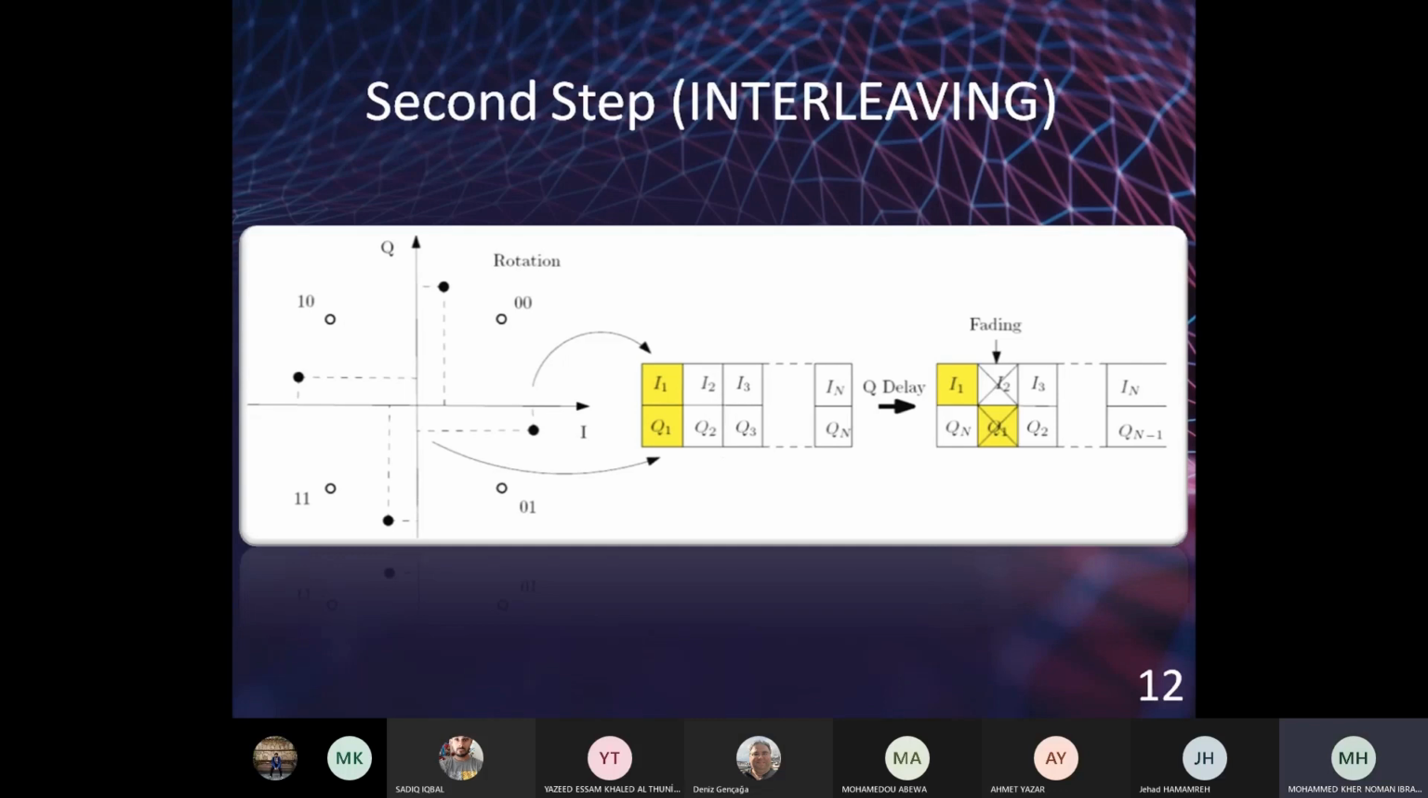We make a delay to the quadrature component in the subcarrier, as in the interleaving process, the real part will bypass and the imaginary part is interleaved in order to avoid the worst channel condition, where both parts experience deep fading simultaneously.